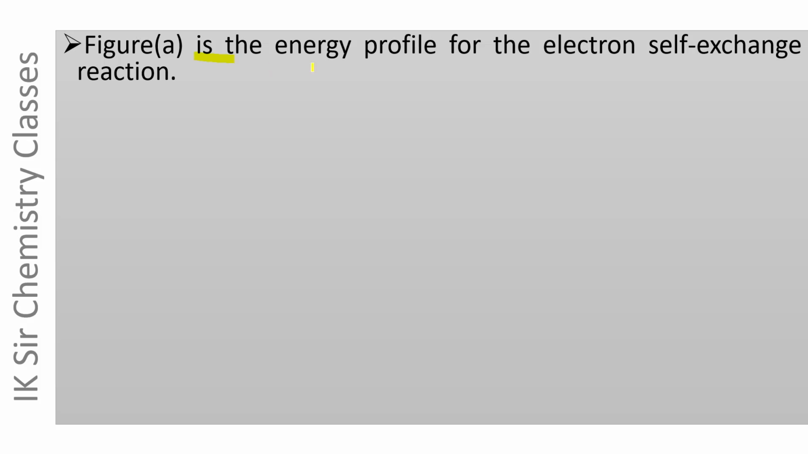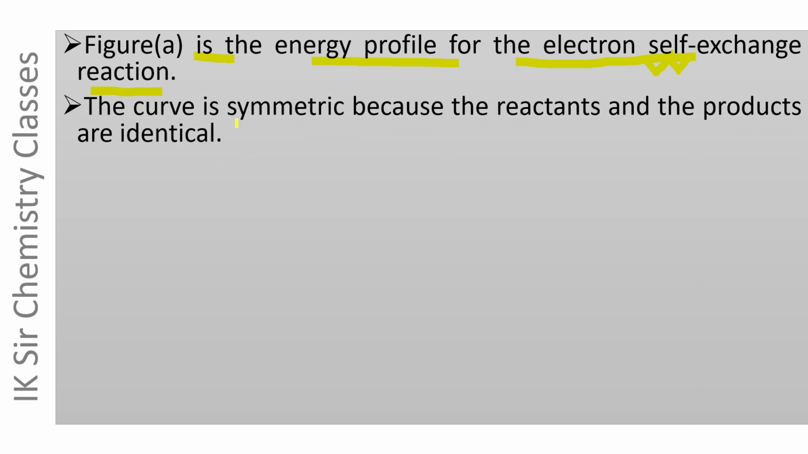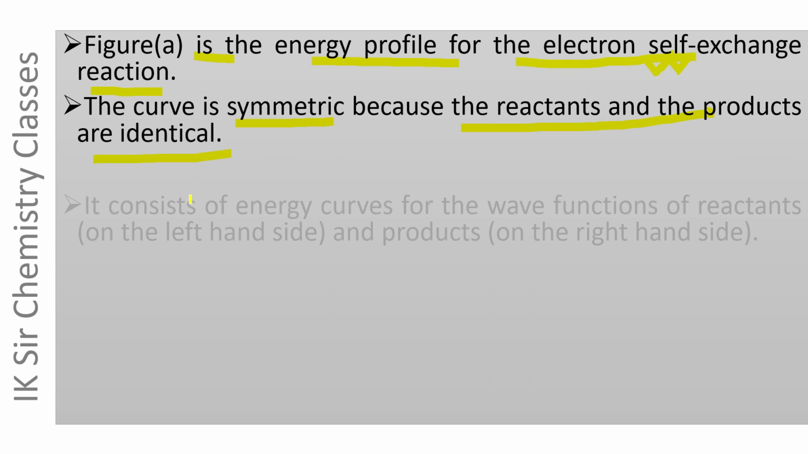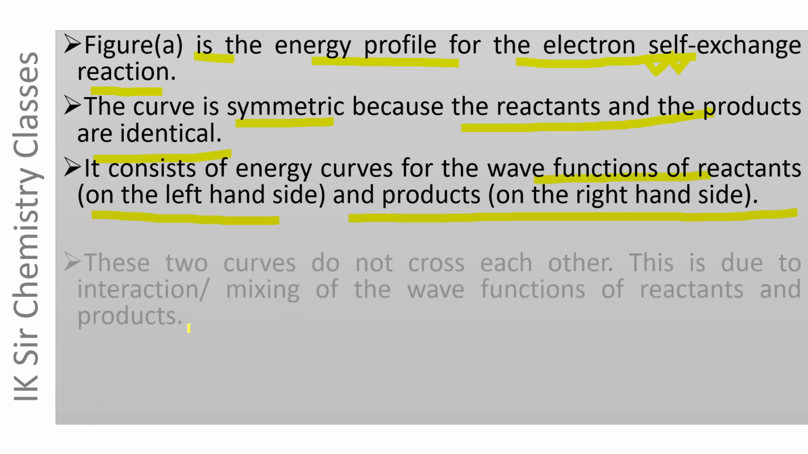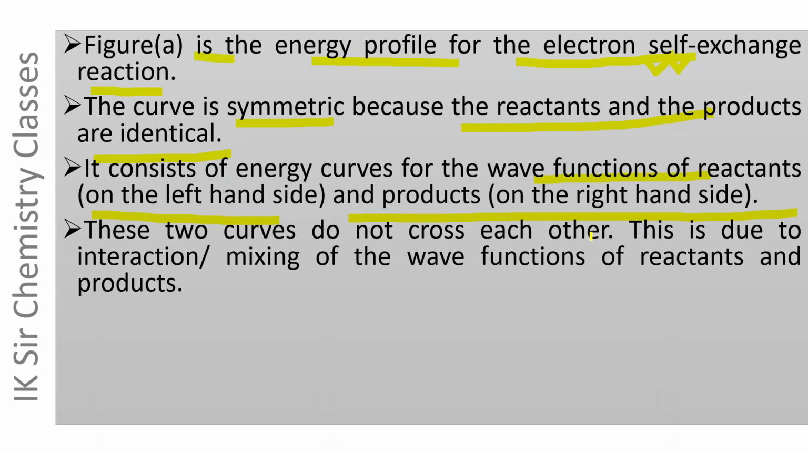The figure A is the energy profile for the electron transfer reaction, electron self-exchange reaction, in which reactants and products are identical. The curve is symmetric because reactants and products are identical. It consists of two energy curves for the wave functions of reactants on the left hand side and the wave functions of products on the right hand side. These two curves don't cross each other. This is due to interaction or mixing of wave functions of reactants and products.